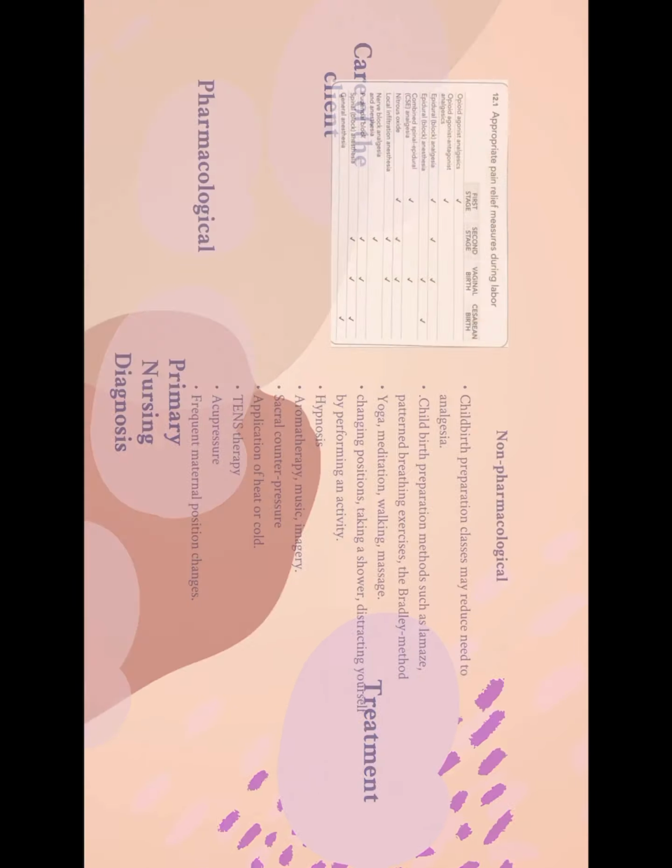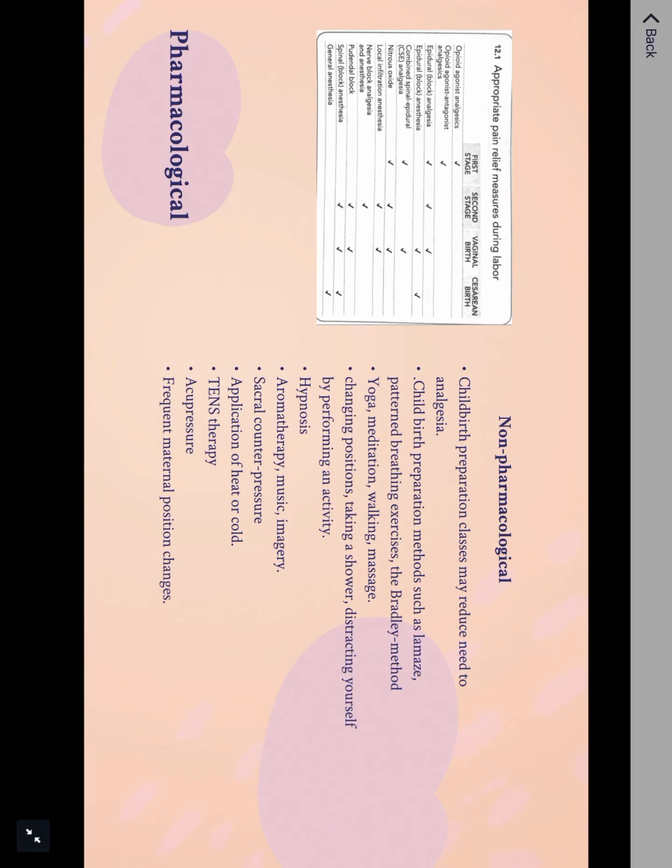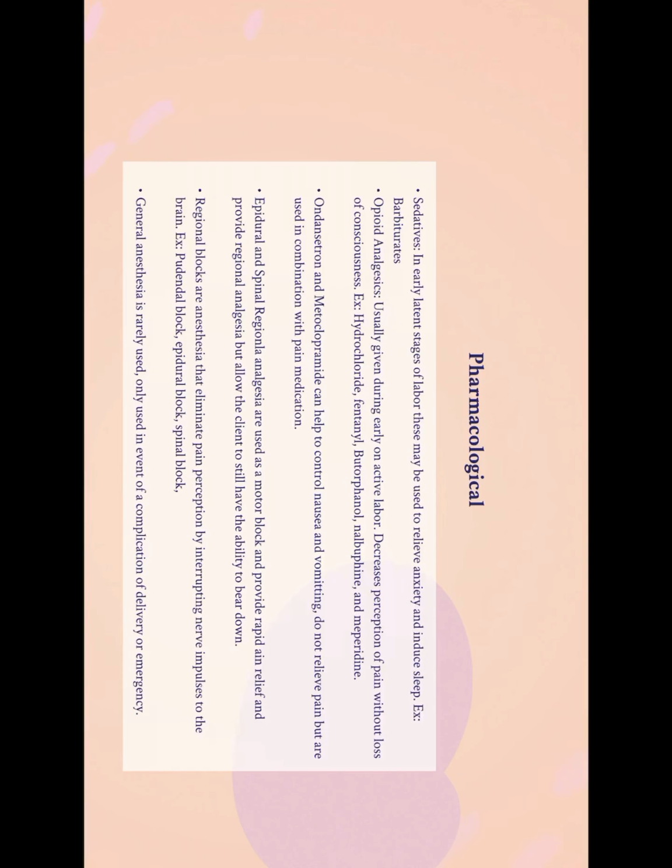So we're in treatment, and we're going to go to pharmacological. So pharmacological treatments: sedatives in early latent stages of labor may be used to relieve anxiety and induce sleep. Opioid analgesics, usually given early on in active labor, decrease our perception of pain without loss of consciousness. But we have ondansetron and metoclopramide, which help to control nausea and vomiting. These do not relieve pain, but can be used in combination with our pain medication.